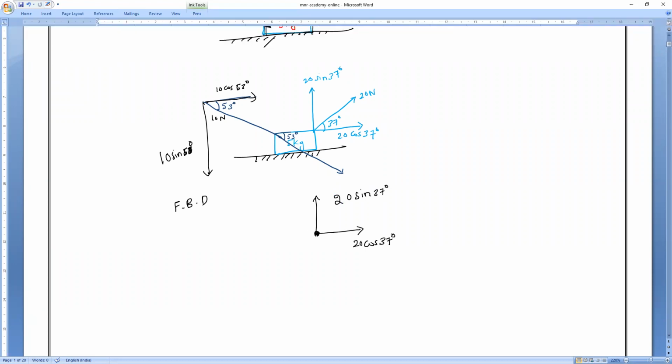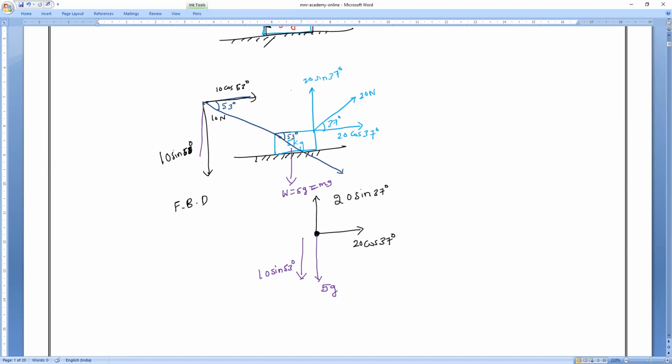Next, use different colors so that you can all understand very easily. Next, in the downward direction, what will always happen? Something is acting: the weight of the body. So weight is equal to mg. mg equals how much? 5g. Am I right or wrong? Next, one more force is acting downward. What is that? 10 sine 53 degrees.